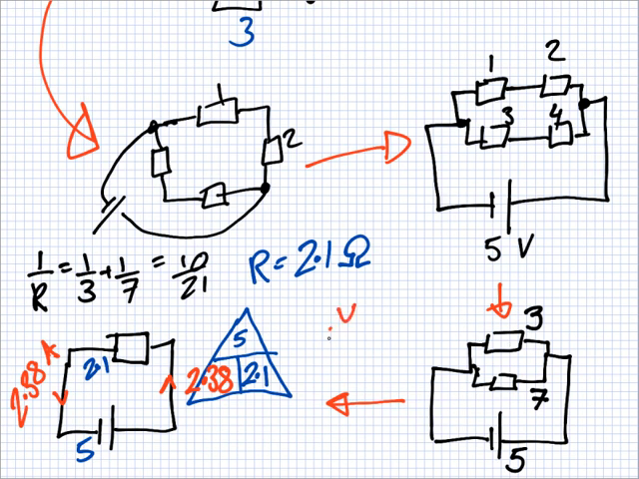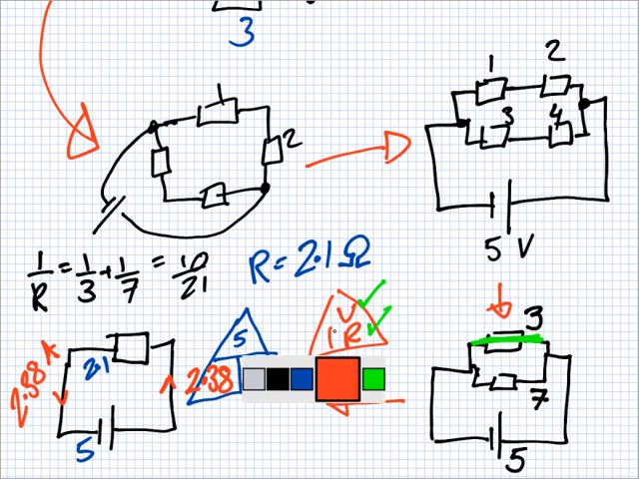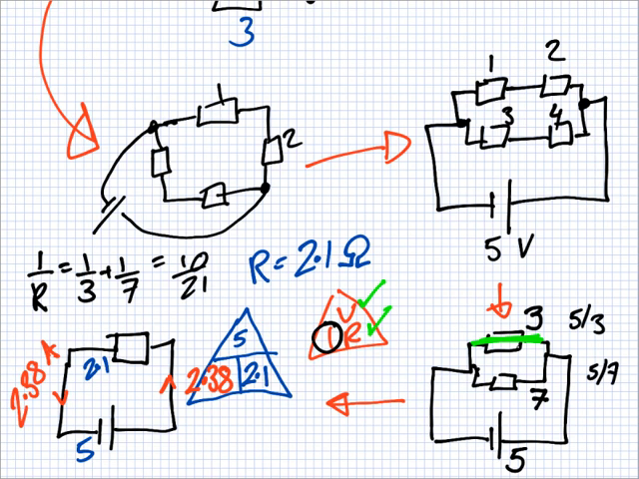So, let's go back to this picture. Okay, let me write this down, VIR. What is the voltage here? 5. It must be the same as this, because they're in parallel, and that must be the same as the total. And the total is 5. So I know the V and I know the R, so I can get the I. The top one would be 5 divided by 3, and the bottom one would be 5 divided by 7. They're the two there.